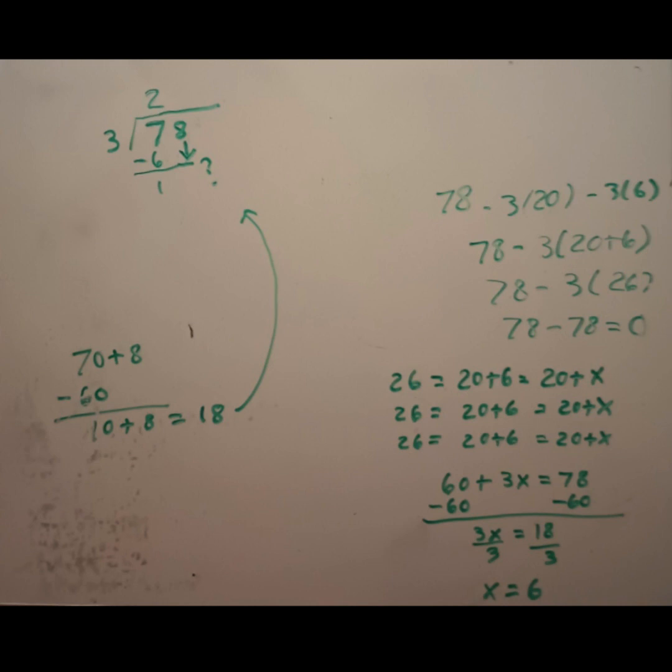And you undo the operation of multiplying 3 and x, and you divide by 3 on both sides to get x by itself. And you see that x equals 6.